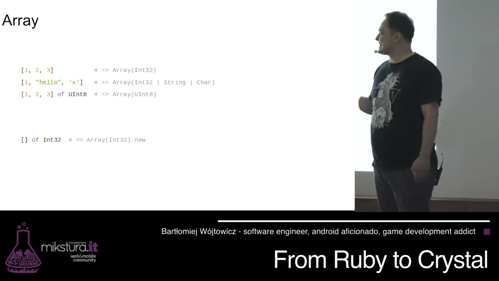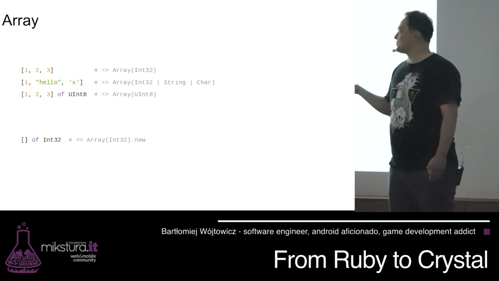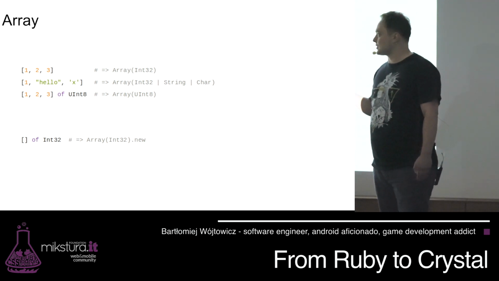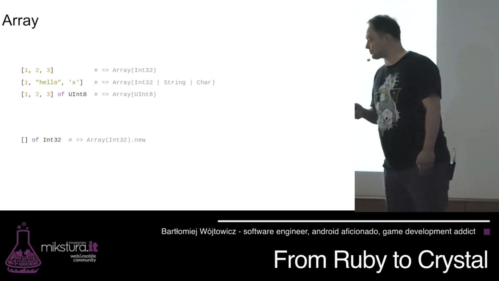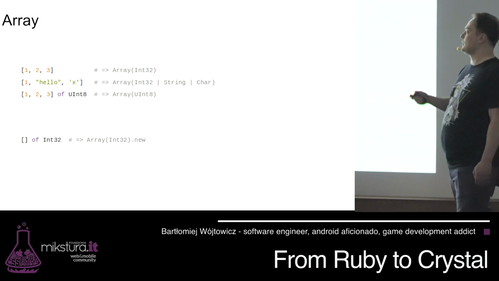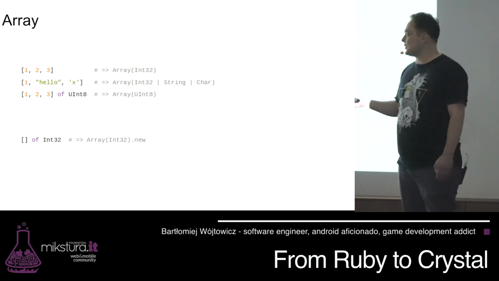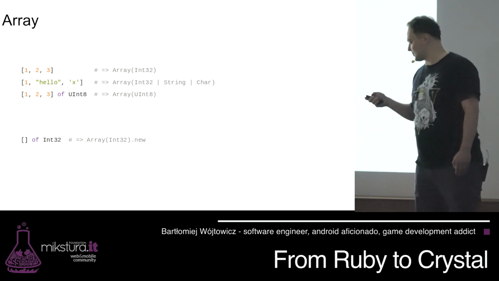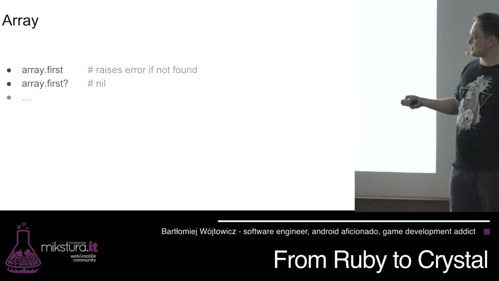And if you want to explicitly say that my number should be only 8-bit long, then you can use the of operator. And because the type needs to be known at compile time, if you want to create an empty array, you need to use of and a type specifier. There's no other way. So this basically translates to this.